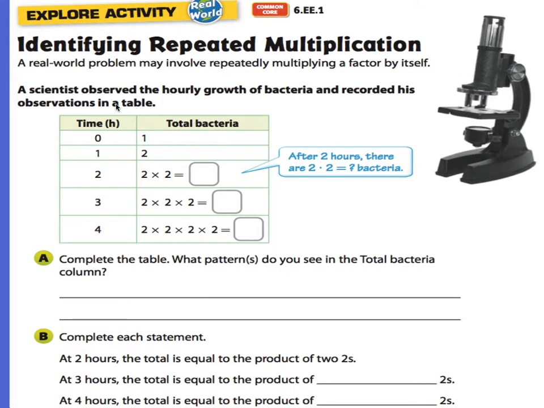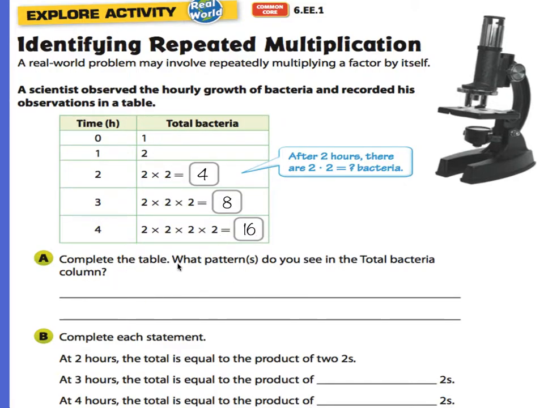So when we're looking at repeated multiplication, we're looking at different types of problems with repeated multiplication, and how we can shorten that up. So let's look at this real-life problem where a scientist observed the hourly growth of bacteria and recorded his observations. At 0 hours, there was 1 bacteria. In 1 hour, there were 2 bacteria. In 2 hours, there were 2 times 2 bacteria, which was 4. In 3 hours, there was 2 times 2 times 2 bacteria, which was 8. In 4 hours, there was 2 times 2 times 2 times 2 bacteria, which was 16.